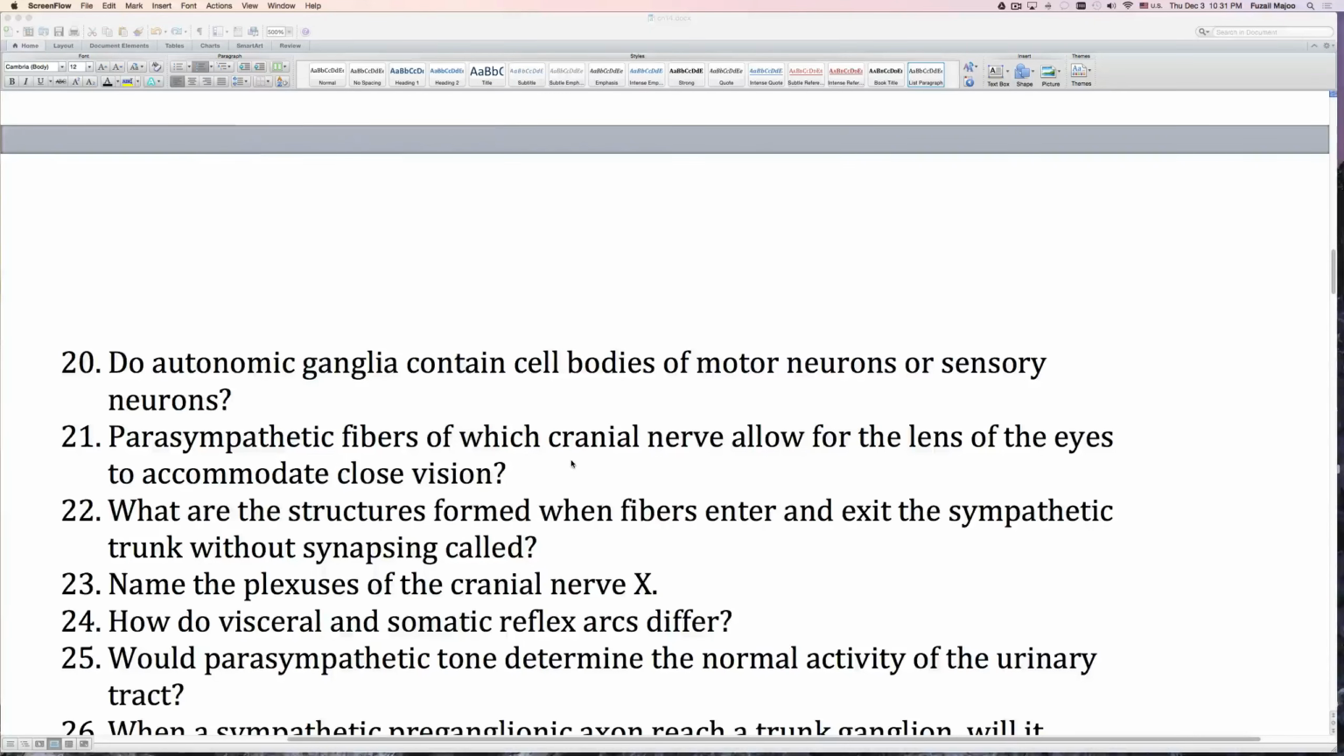Do autonomic ganglia contain cell bodies of motor neurons or sensory neurons? Number 21. Parasympathetic fibers of which cranial nerve allow for the lens of the eyes to accommodate close vision?